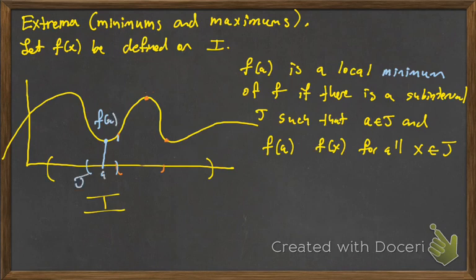Okay, all right. So f(a) is a local minimum of f if there's a subinterval j. So we'll look at kind of like a valley, such that a is in j, and f(a) is going to be less than or equal to f(x) for all x in j. So it's just the shortest point there.